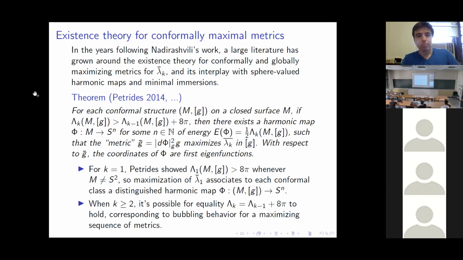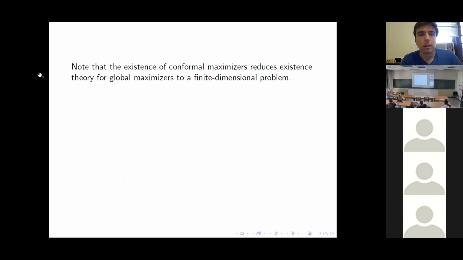All right. So that's the existence theory in the conformal case. So if we have the existence theory in the conformal case, well, that reduces the global maximization problem to a maximization problem over Teichmuller space now. So in particular, it's a finite dimensional problem. Still very non-trivial.